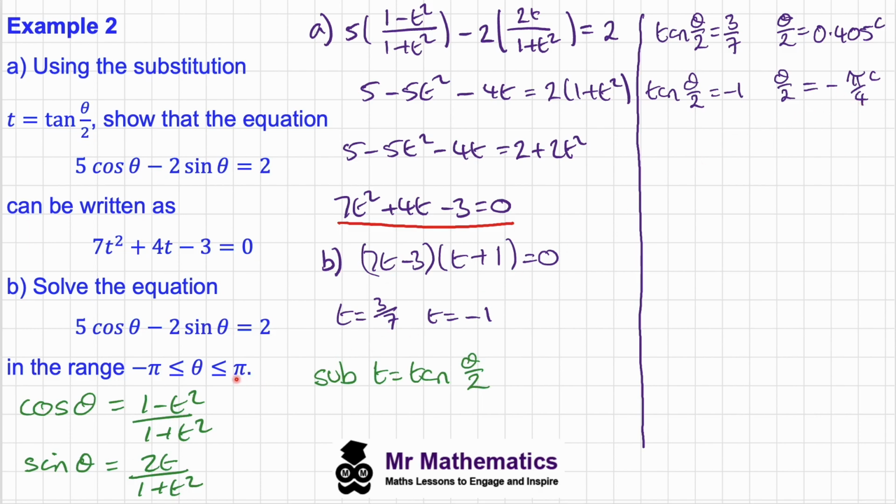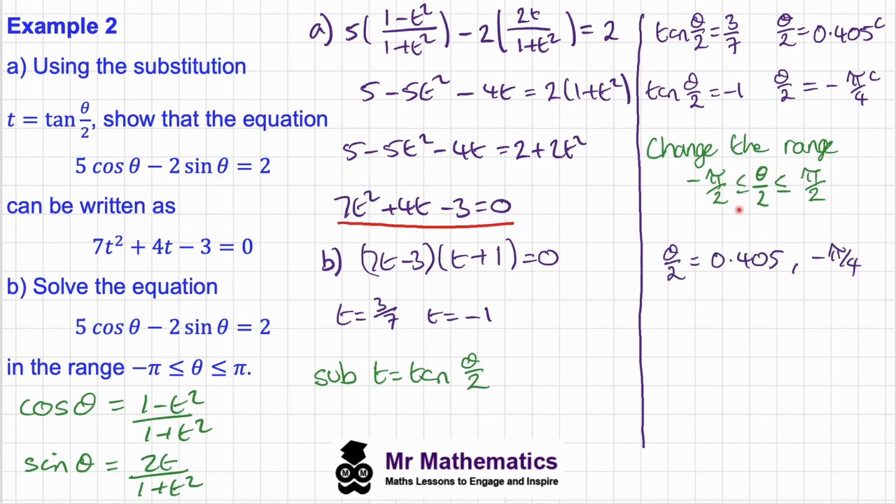In the question, we've been given the range for theta, but now we have theta over 2. So we need to change this range by dividing negative pi, theta and pi, all by 2. And within this range, the only solutions are the ones we've already found. So if this is theta over 2, we can find theta by multiplying both sides by 2. So theta is 0.81 radians and negative pi over 2 radians.